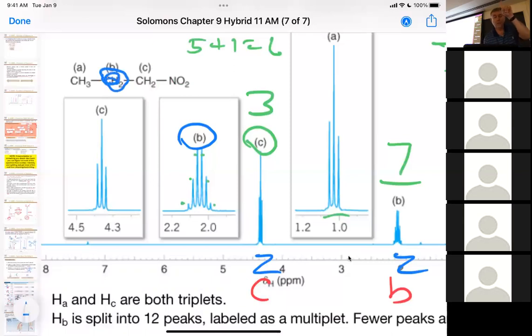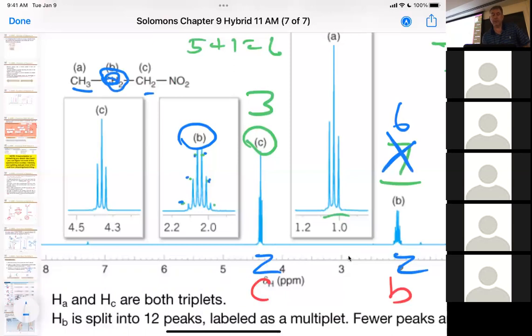That's 1 peak. We have 3 on this side, and we have 2 on that side. So 5 plus 1 is equal to 6. So that should actually be 6 peaks. We miscounted our hydrogens. So we have 6 peaks, and notice it's nice and symmetrical right here.